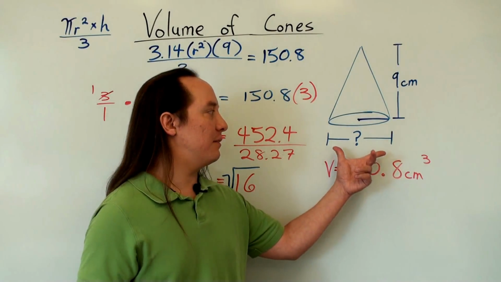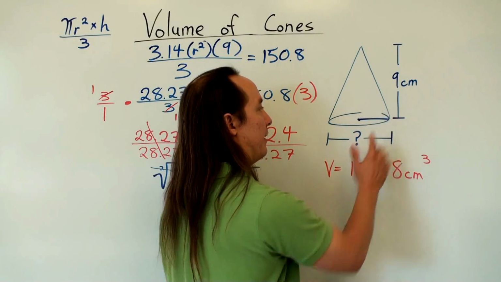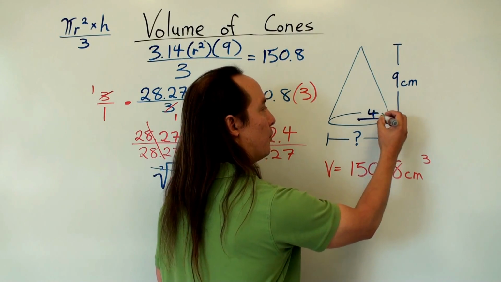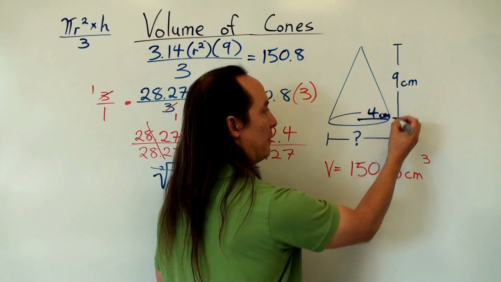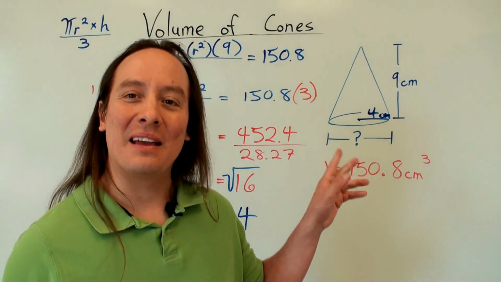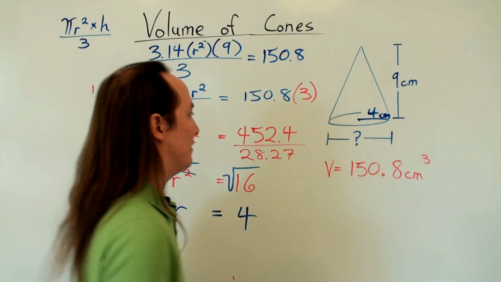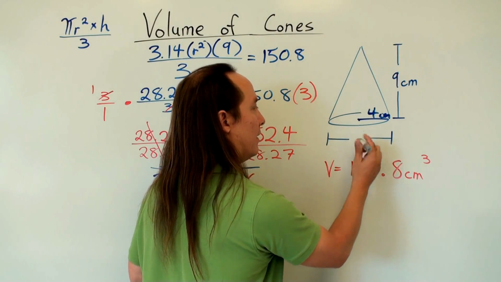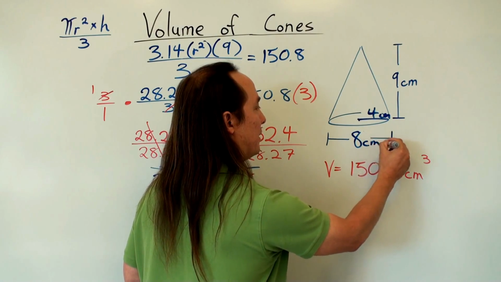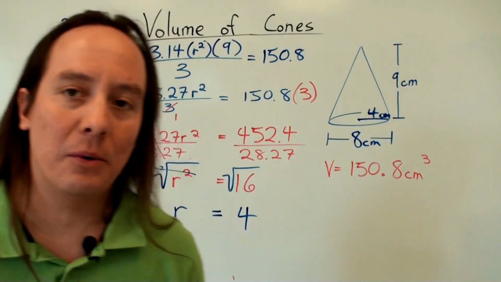Now, we have the radius. The radius is 4, but they asked us for diameter. Our radius is 4 centimeters, and my centimeters are going to be hard to read. But okay, so the radius is 4, the diameter is double that, it's going to be 8. Okay? So 8 centimeters.